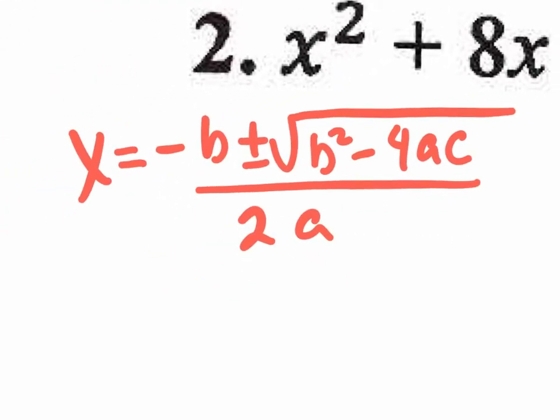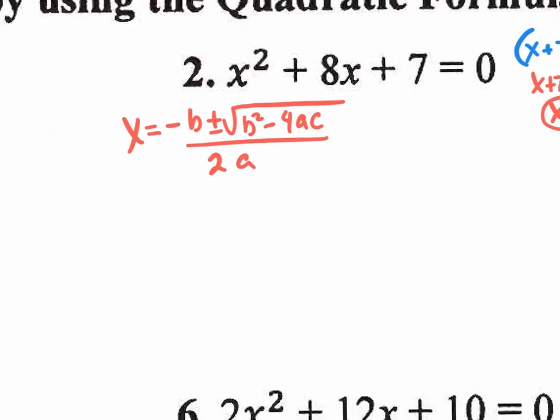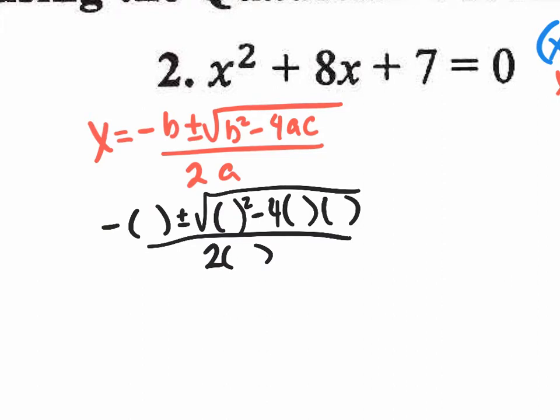X equals negative b plus or minus the square root of b squared minus 4ac divided by 2a, right? So we need to practice that. And again, you write it down so it'll help you memorize it. And then we're going to rewrite it, but with parentheses instead of the variables. And then after that, we identify our values. The a value is 1. The b value is positive 8. The c value is positive 7. So b is 8. A is 1. Put 1 right there and 1 right there. And the c value is 7.